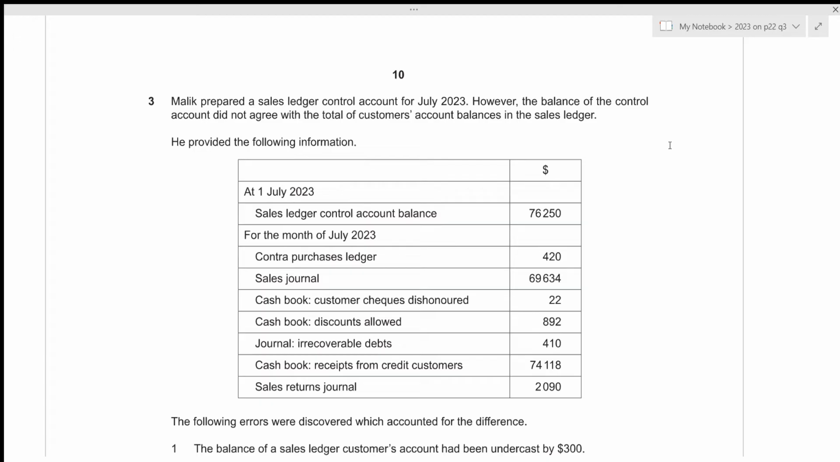Since question number 3 is of 15 marks, ideally you should be spending about 17.5 minutes in order to solve this question. And in this video as well, we'll be attempting to solve this question within 17.5 minutes. So without any further delay, let's get started.